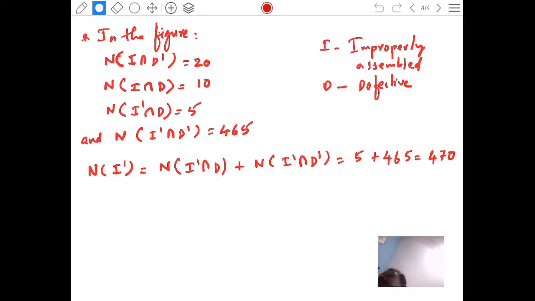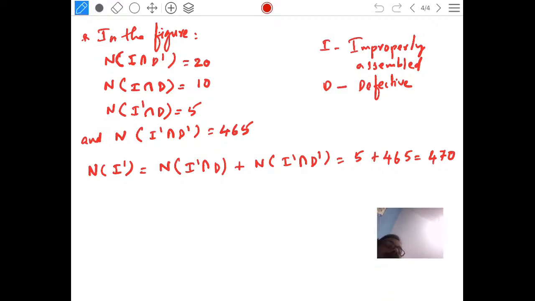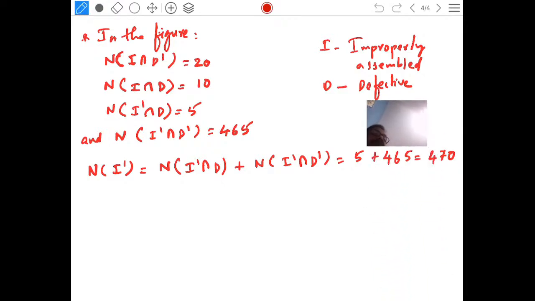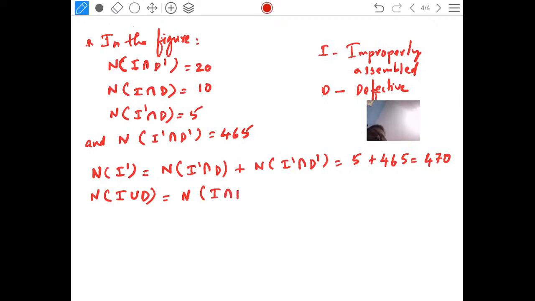Okay. In a similar way we can find n of I union D, which is equal to n of I intersection D complement, plus n of I intersection D, plus n of I complement intersection D.